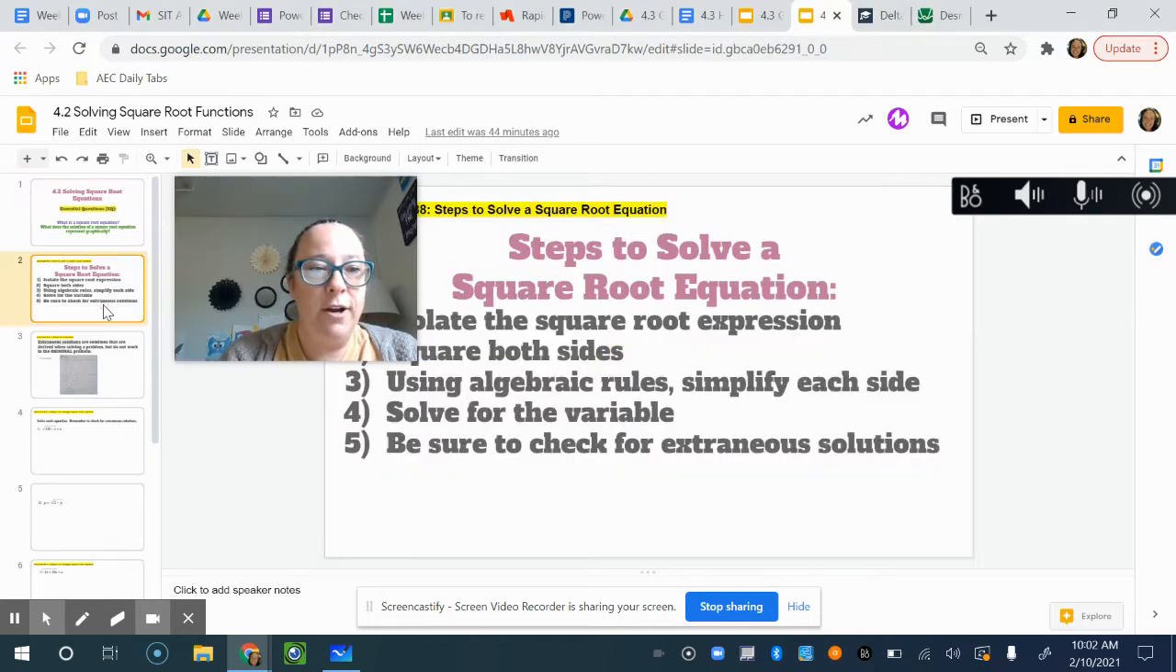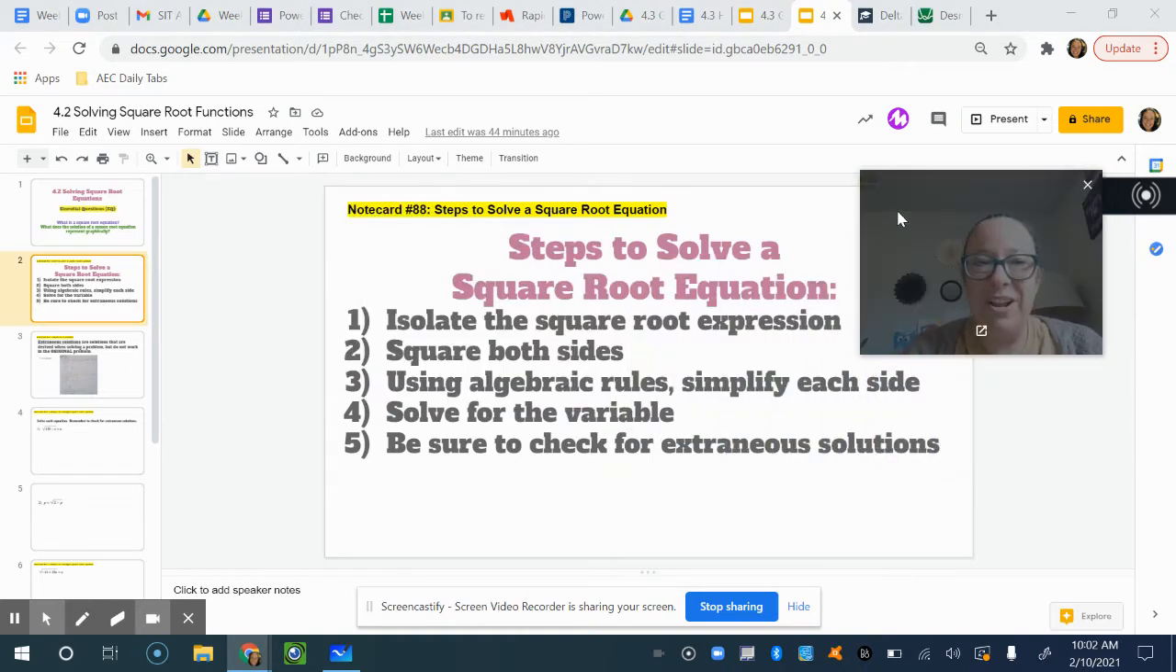The first note card, note card 88, is the steps to solve a square root equation. Okay, so the first step, isolate the square root expression. Second step, square both sides. Third step, use algebraic rules, simplify each side. Fourth step, solve for the variable. And the fifth step is to check for extraneous solutions. So pause me and finish up note card 88.